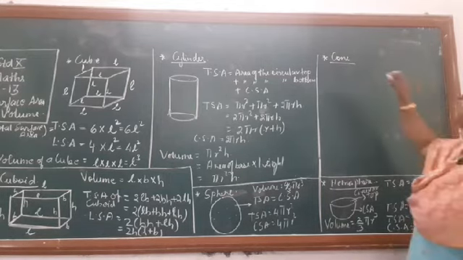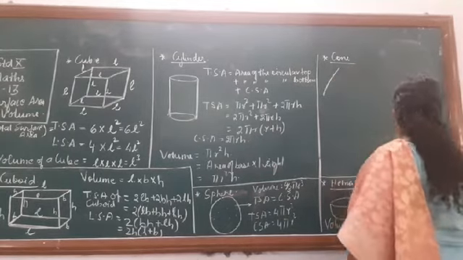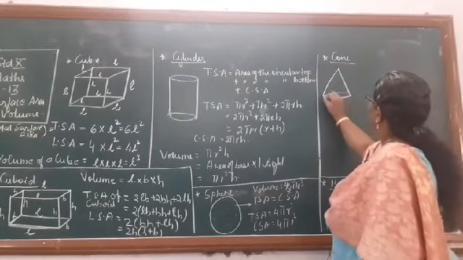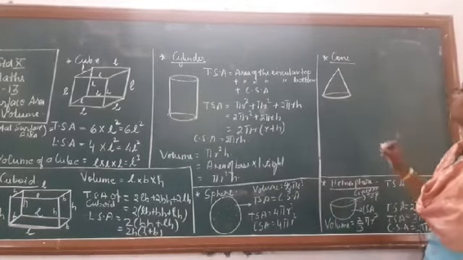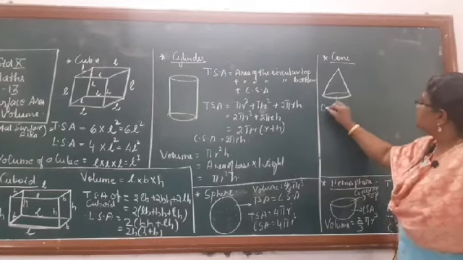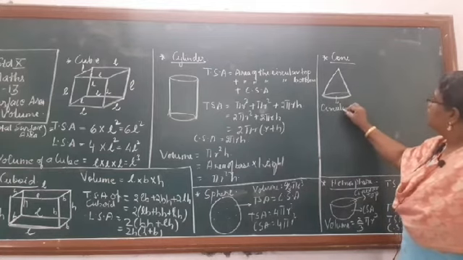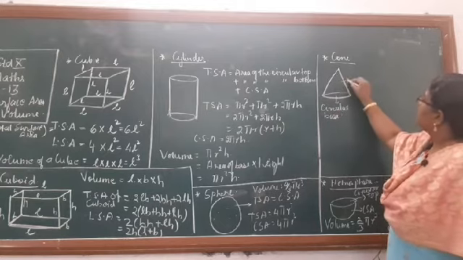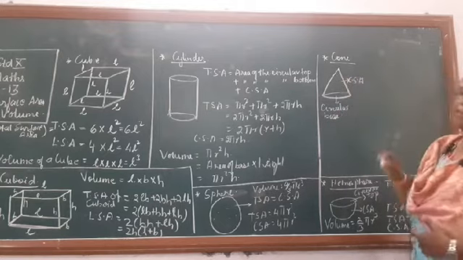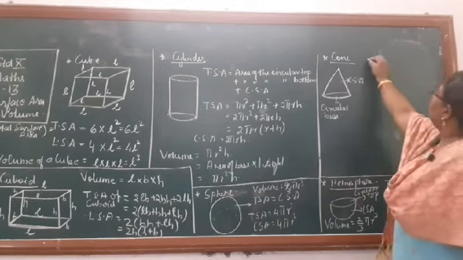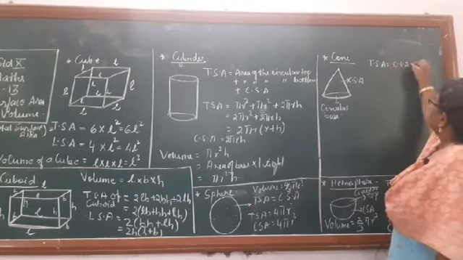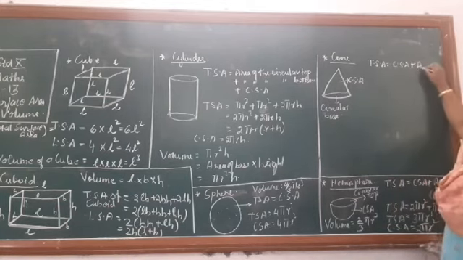Now how can we represent a cone? See, this is your cone. Cone has how many parts? This is the circular base and this is the curved surface area of the cone. So if I want to have the total surface area, it will be CSA plus area of circular base.